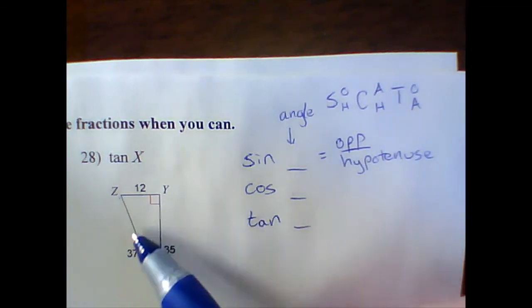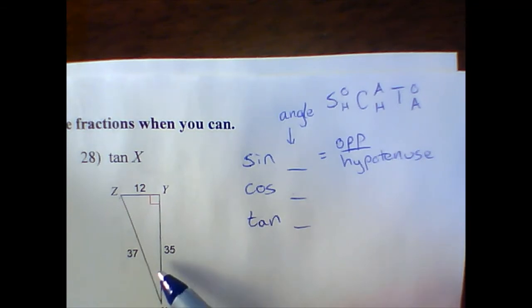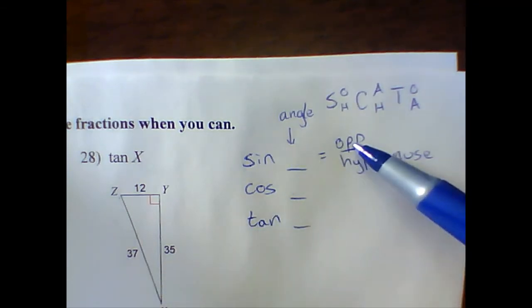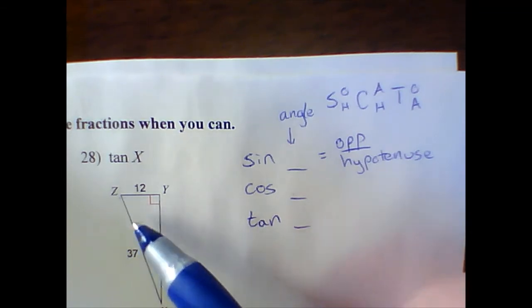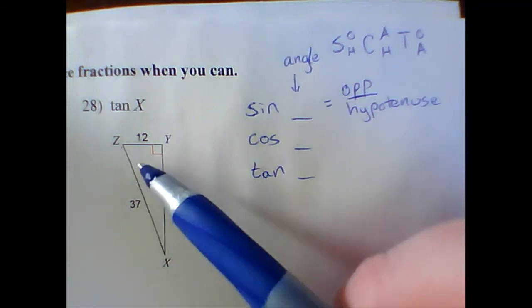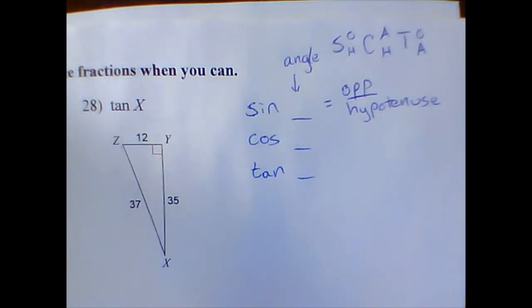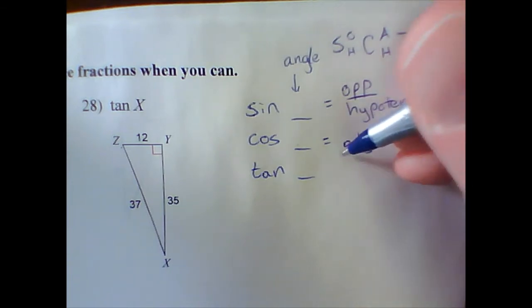Now the hypotenuse is fixed. It doesn't matter which angle you choose. The hypotenuse is always across from the 90-degree angle. But the opposite can change. So when you're looking at Z, the opposite is 35. But if we look at angle X, its opposite is 12. So the opposite is the one side that doesn't touch the angle that you're talking about. The one side that doesn't touch.